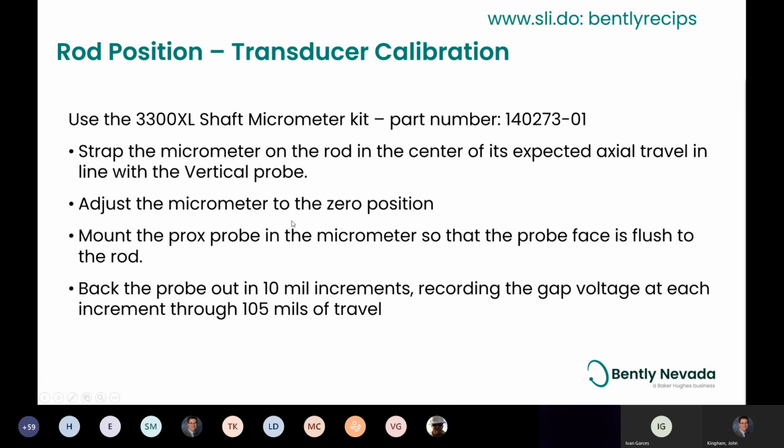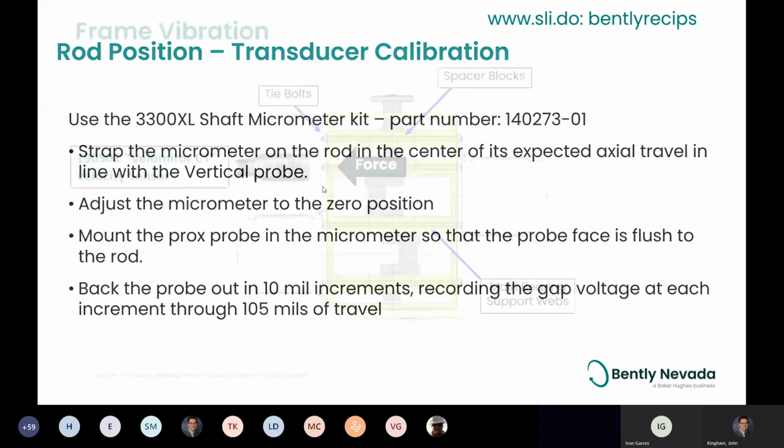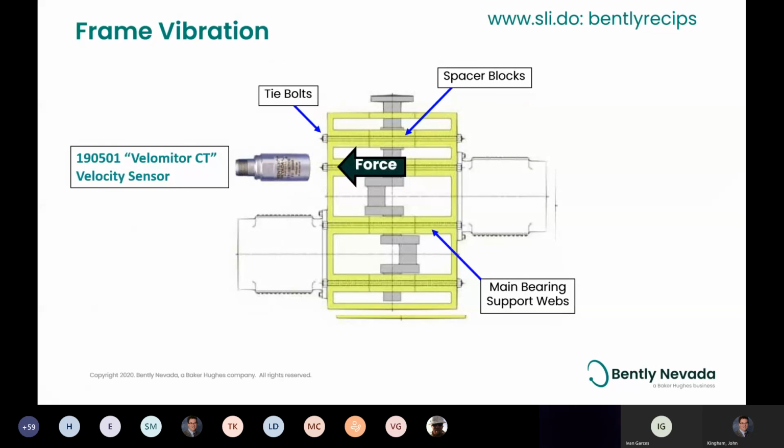Okay, so that is rod position. Next, we'll move on to frame vibration. And for frame vibration, we use this 190501 velometer CT. That CT stands for cooling tower. We developed this transducer specifically for cooling towers because they have a very low operating speed. So this transducer is good down to 1.5 hertz or 90 CPM.